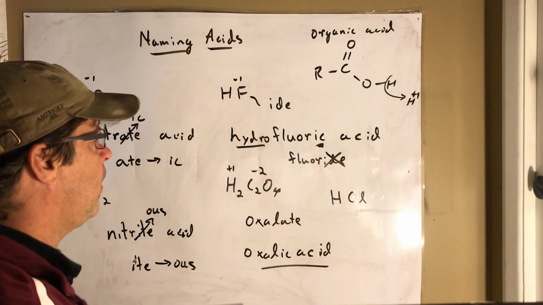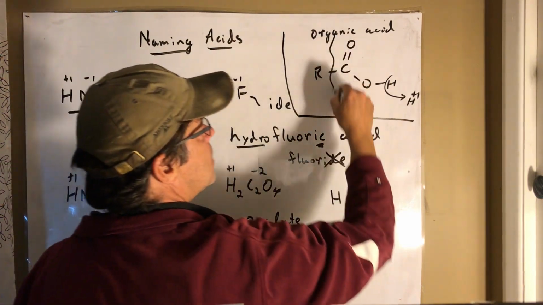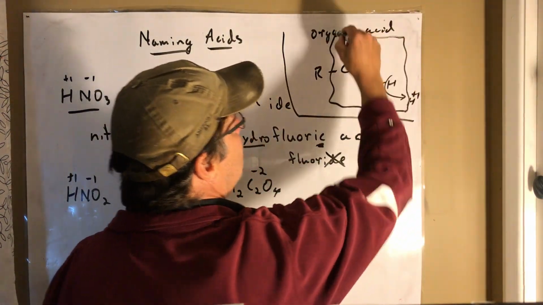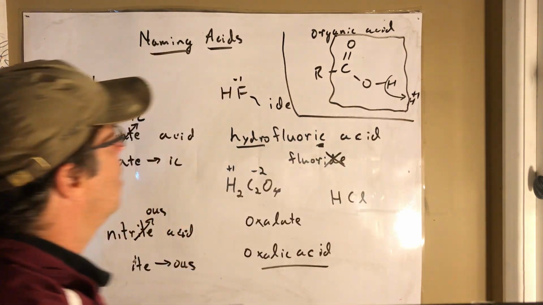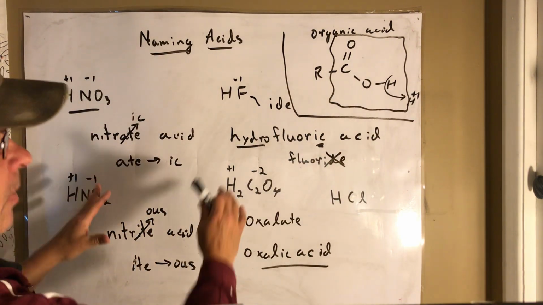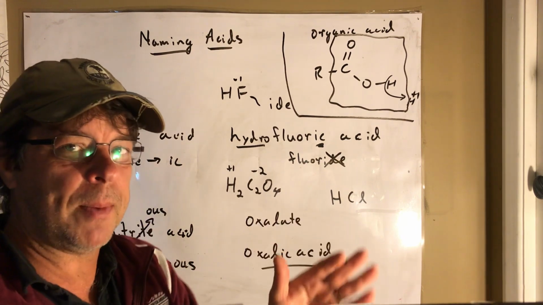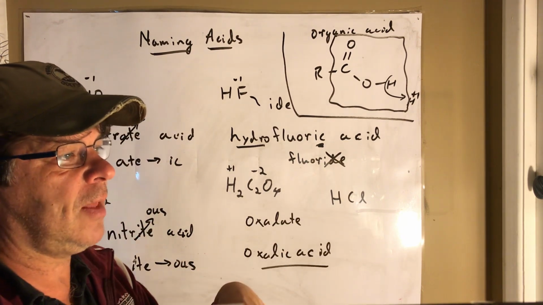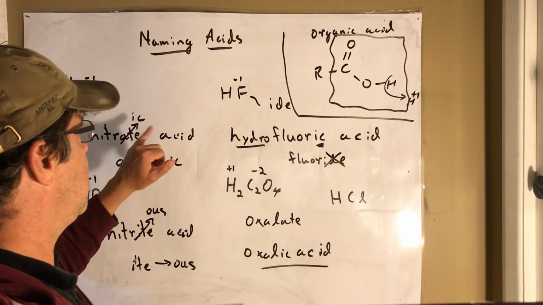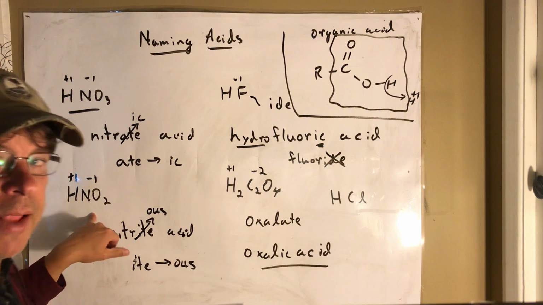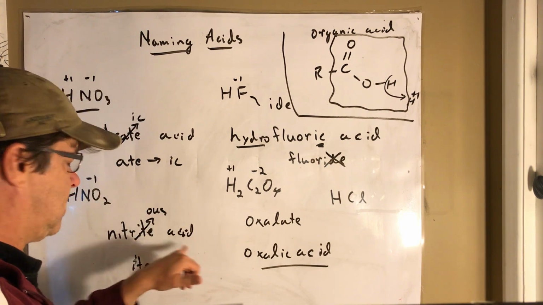So hopefully that'll help. Organic acids have this carboxyl group right here. They can donate hydrogen ions. That's the hydrogen ion that gets donated. And then we have these inorganic acids. They're either made up of a monoatomic ion or a polyatomic ion. If the polyatomic ion ends in ATE, change the ATE to ic, say acid. If it's ITE, change it to us, say acid, like nitrous acid.